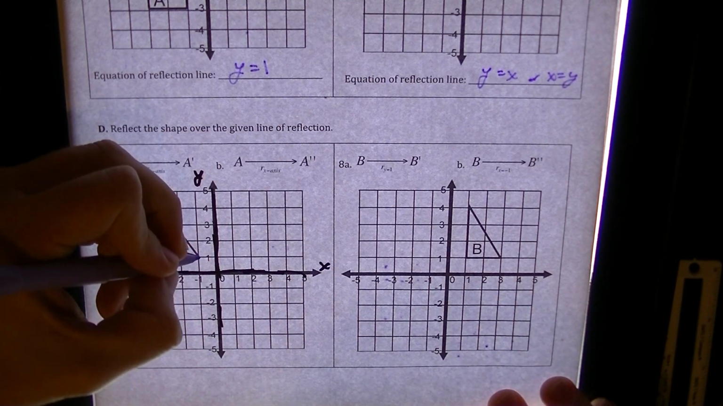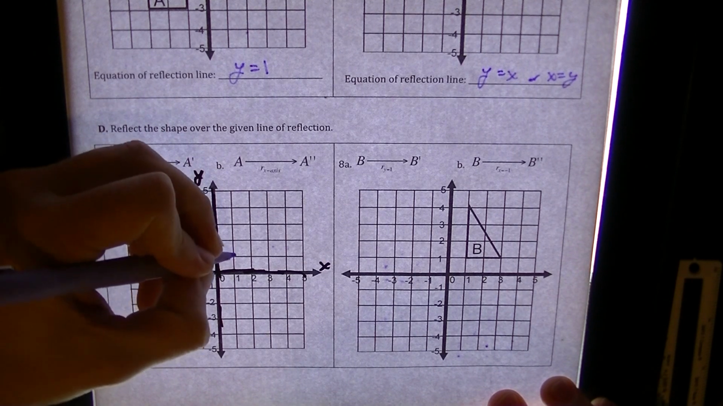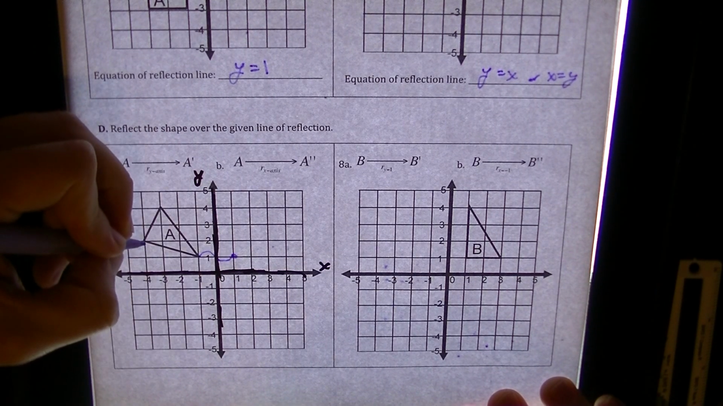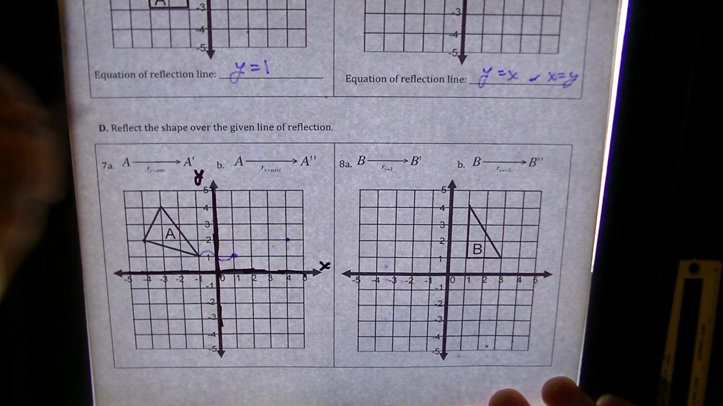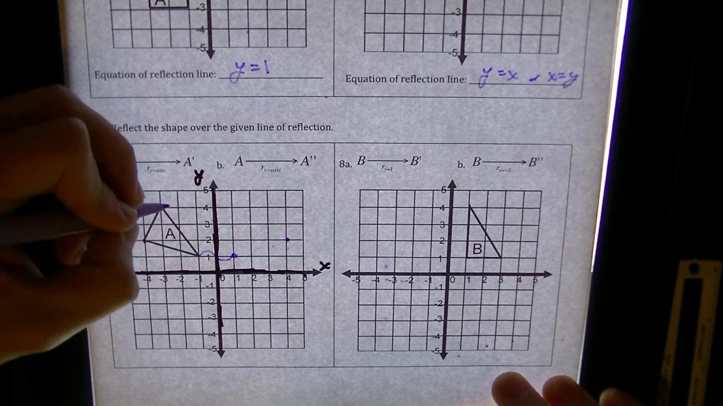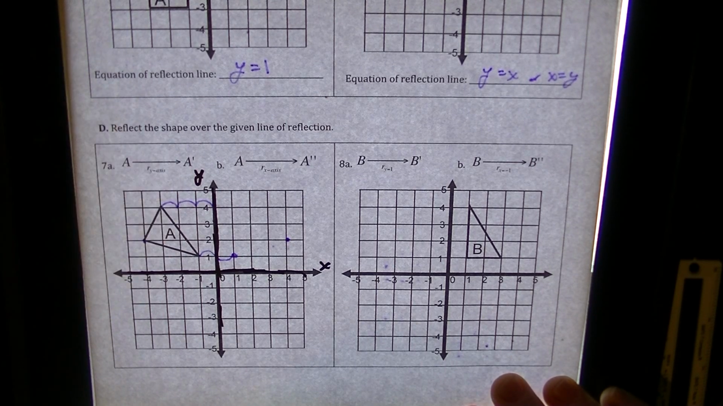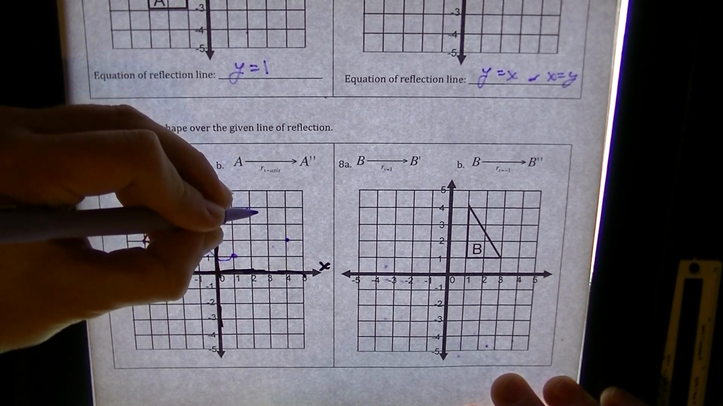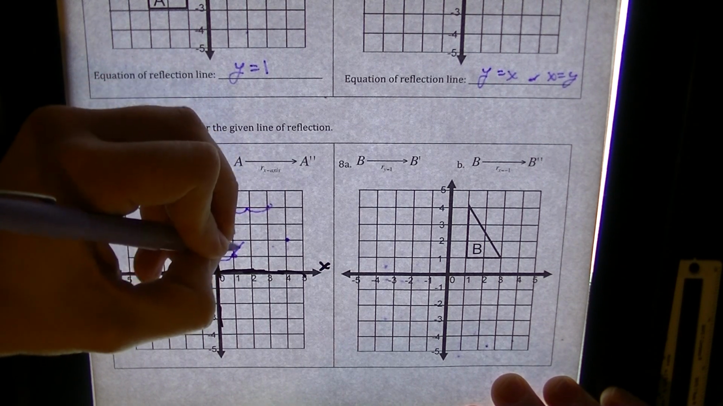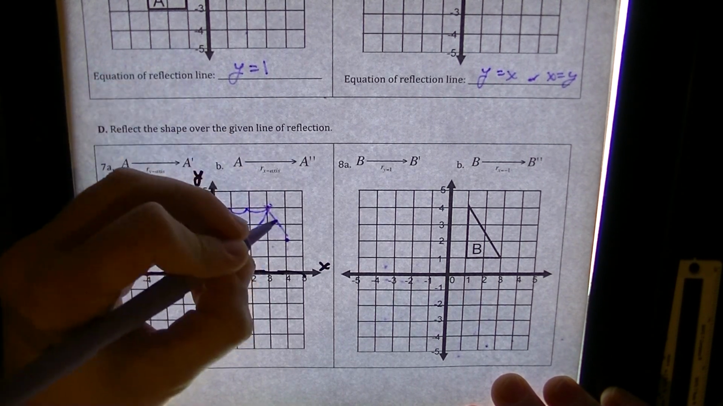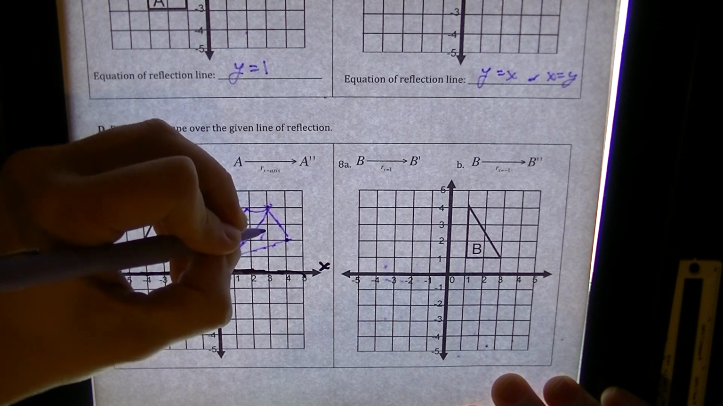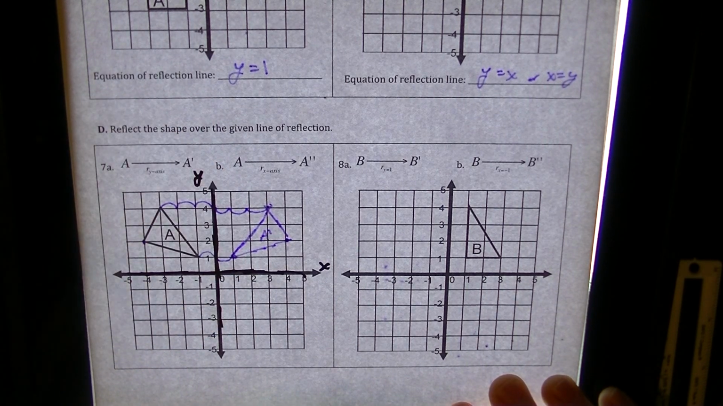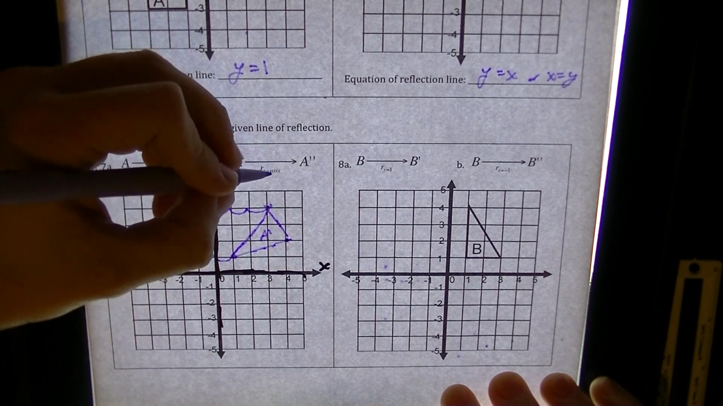So I'm going to count to my line and then count past it. Here's 1 point. This was at -4. I go to 0, so it was 4 to get there. I'm going to be 4 again. It'll be at +4. This is at -3. I'm going to go 1, 2, 3 to my y-axis, and then I'll go 1, 2, +3. Here is my shape, A prime.